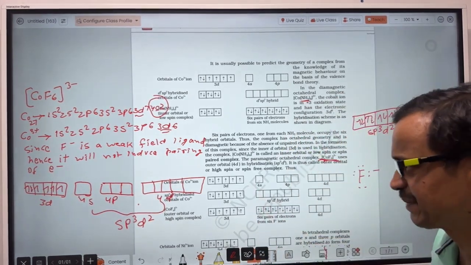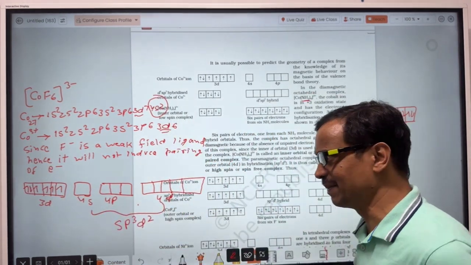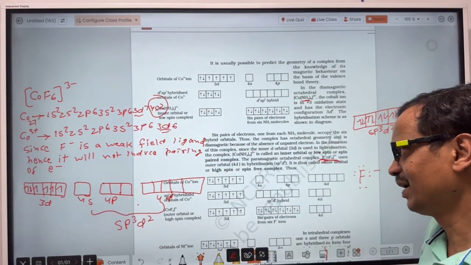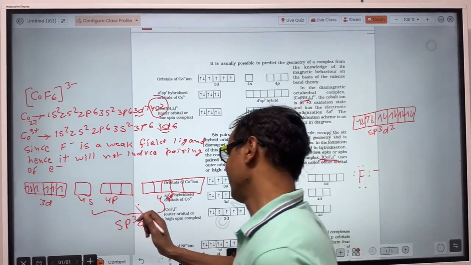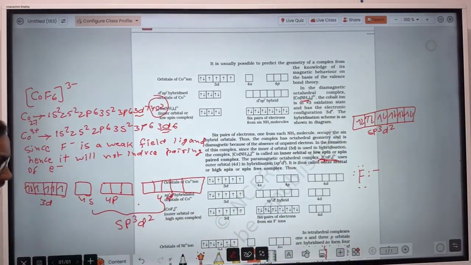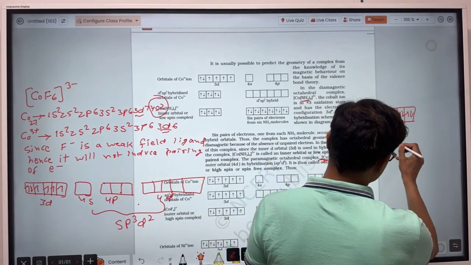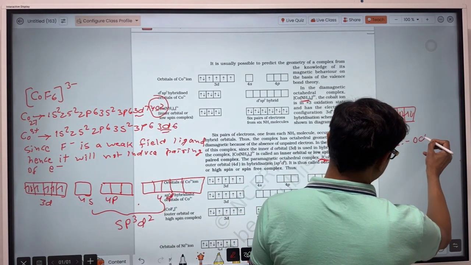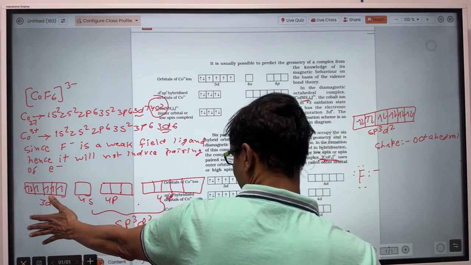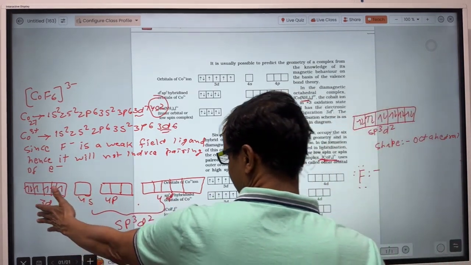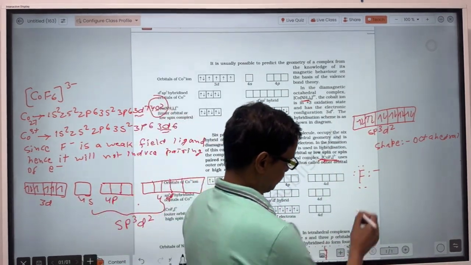It will be called high spin complex because in this complex there will be a number of unpaired electron, and it will be called spin free complex. Okay, shape of the molecule will be octahedral. Now this molecule will be paramagnetic since there is unpaired electron, so it will be paramagnetic.